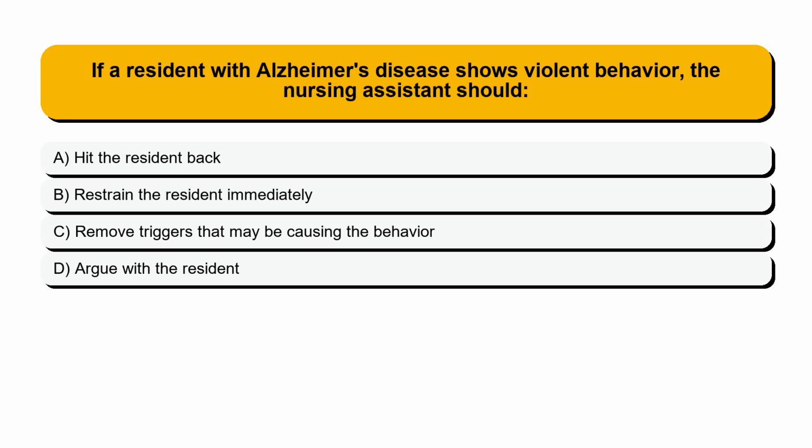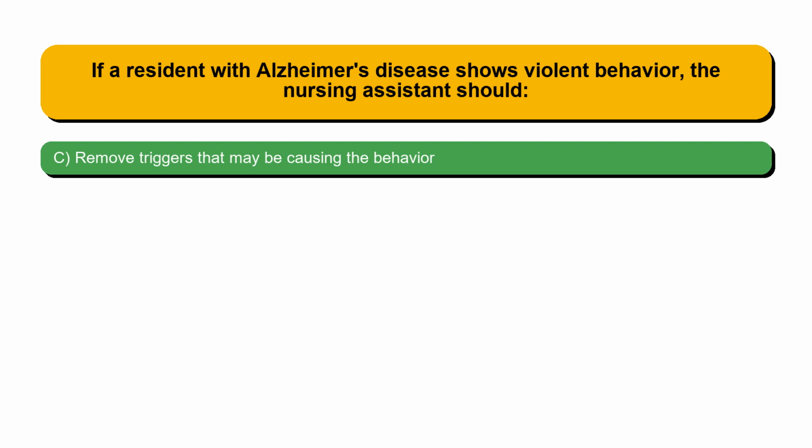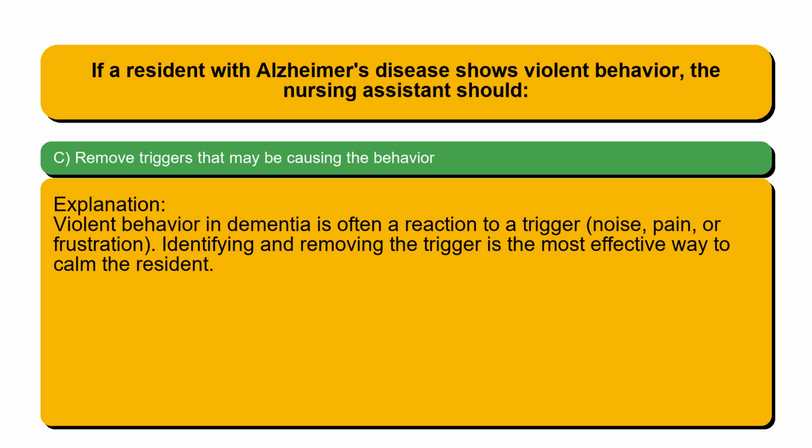Question 52. If a resident with Alzheimer's disease shows violent behavior, the nursing assistant should: Option A, hit the resident back. Option B, restrain the resident immediately. Option C, remove triggers that may be causing the behavior. Option D, argue with the resident. The correct answer is option C, remove triggers that may be causing the behavior. Violent behavior in dementia is often a reaction to a trigger, noise, pain, or frustration. Identifying and removing the trigger is the most effective way to calm the resident.